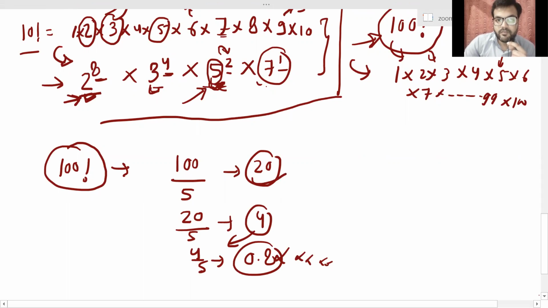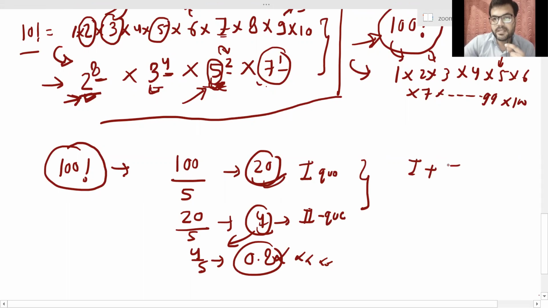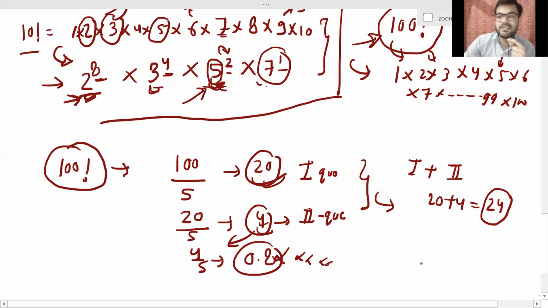So 20 is the first quotient, and 4 is your second quotient. What you simply have to do is add these two quotients, first quotient plus second quotient. You will get 20 plus 4, this is 24. So you have got 24 trailing zeros in 100 factorial.